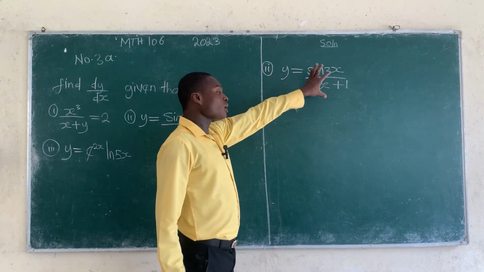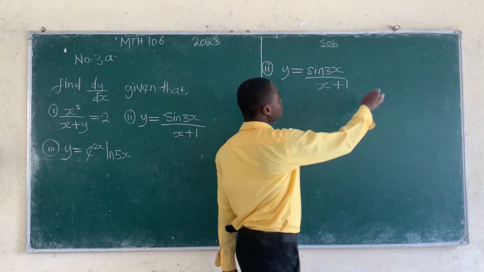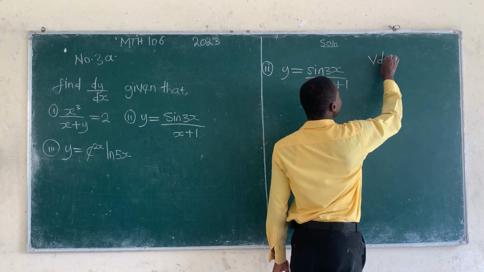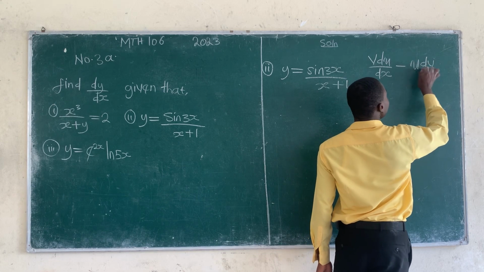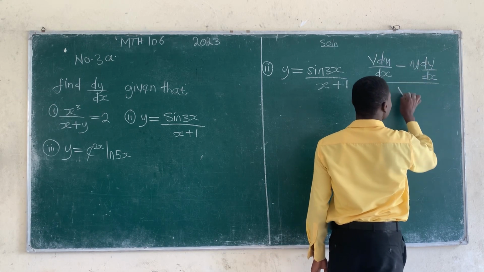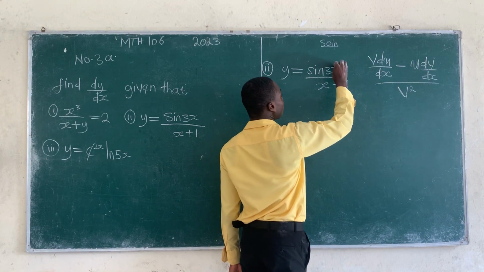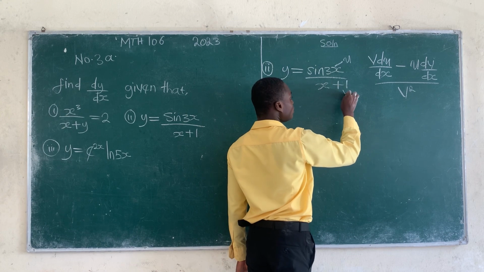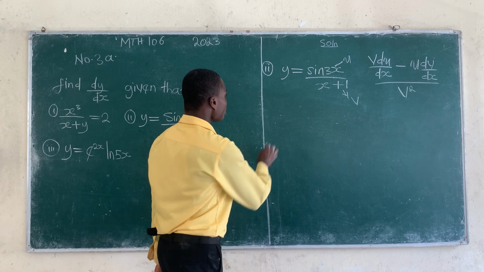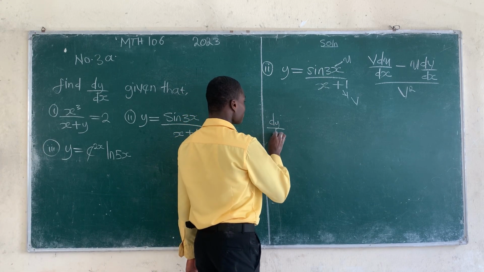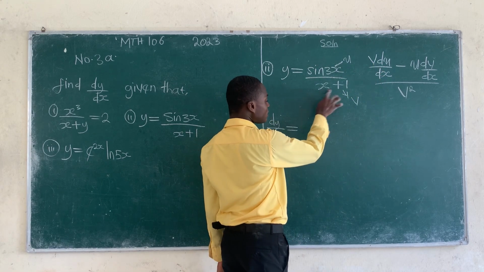Since we have a rational function, we need to apply the quotient rule. And remember the quotient rule says v du/dx minus u dv/dx over v squared. What is our u and what is our v? The top is our u and the denominator is our v. So let's quickly apply the quotient rule. We have dy/dx equal to v, and our v is the denominator, which is x plus 1.